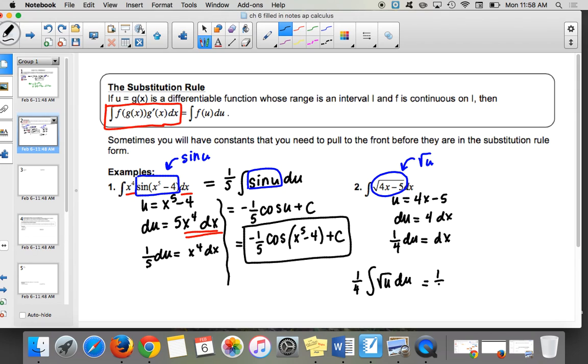So we're going to write 1/4 the integral of u to the 1/2 du. So when we integrate, we get u to the 3/2. We have a 2/3 from that, right? 1/(3/2), and we still have our 1/4 from before.